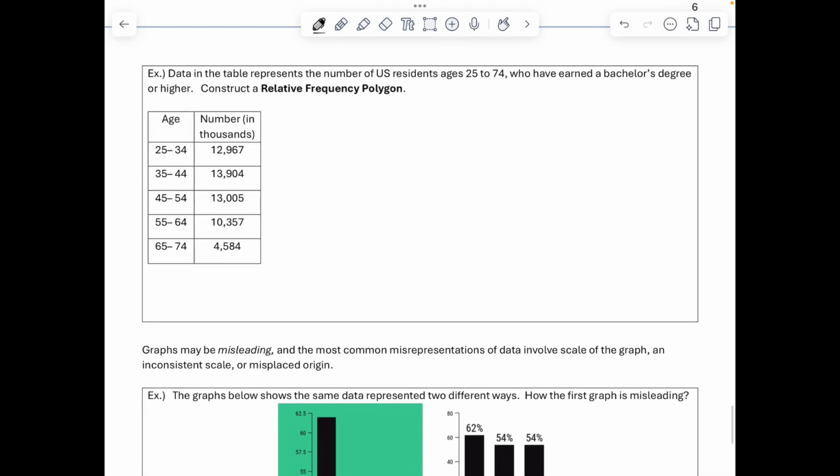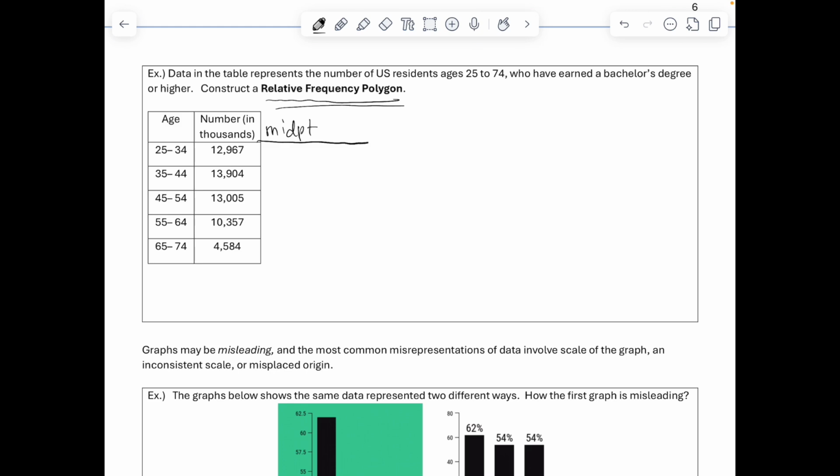This one says data in the table represents the number of U.S. residents aged 25 to 74 who have earned a bachelor's degree. Construct a relative frequency polygon this time. So instead we're constructing a relative frequency polygon. You'll notice that we still have our grouped data. So the first group is 25 to 34, so that's our first class. So we do need to calculate our midpoints first.